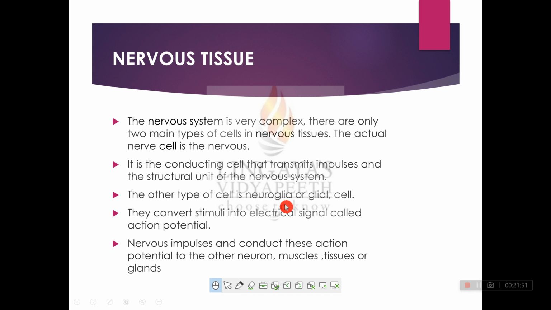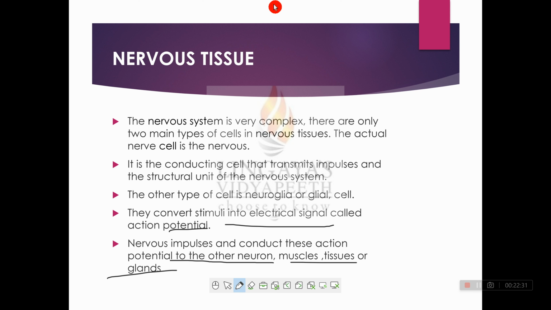What do the cells of the nervous tissue do? The other type of nervous tissue cell is the neuroglia or the glial cell. The neurons convert the stimulus they receive into an electrical signal called an action potential. To this action potential, the body reacts and then a reaction is formed. Nervous impulses conduct this action potential to other neurons, muscles, tissues or glands so that a reaction is formed.